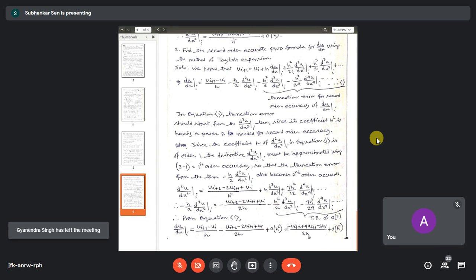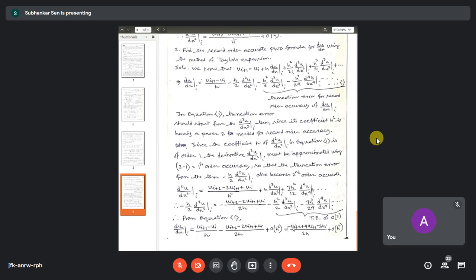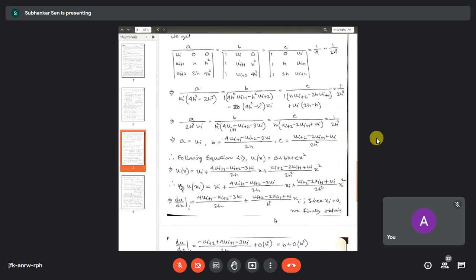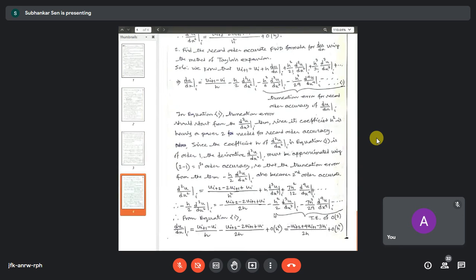And this expression we also got already here. du dx at the ith node is minus u i plus 2 plus 4 u i plus 1 minus 3 u i, the same expression we are getting. So it means that what we get by Taylor's method, we can also get by the polynomial method. So these are the two examples, and there are some more examples.